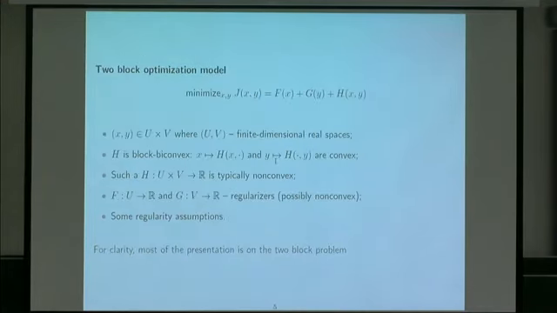For two blocks, the same optimization problem is written this way. X and Y are the two blocks. They belong to finite dimensional spaces. H is supposed to be block biconvex. It means convex with respect to X and convex with respect to Y. And F and J are regularizers.